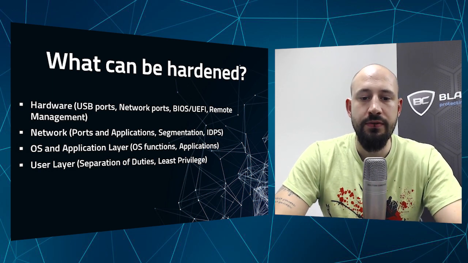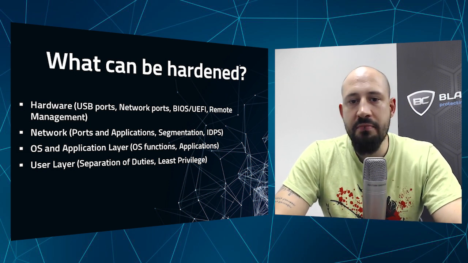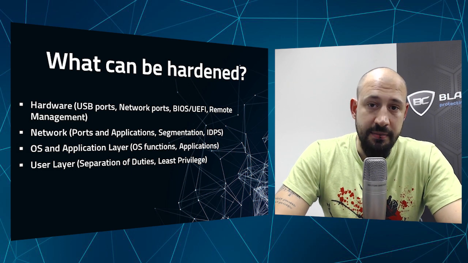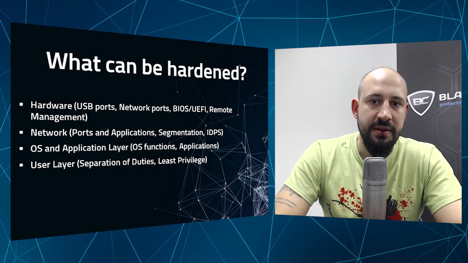You can also harden your network, like you can disable ports or block applications. Also, you can segment your network. Segmenting is really important. And you can also implement IDPS systems. IDS and IPS mean intrusion detection system and intrusion prevention system. Usually if you create your network based on a next generation firewall, these next generation firewalls contain IDS or IPS modules, and they are quite easy to enable.